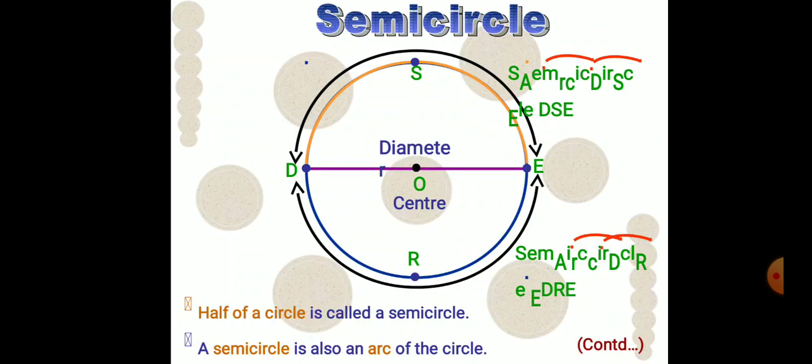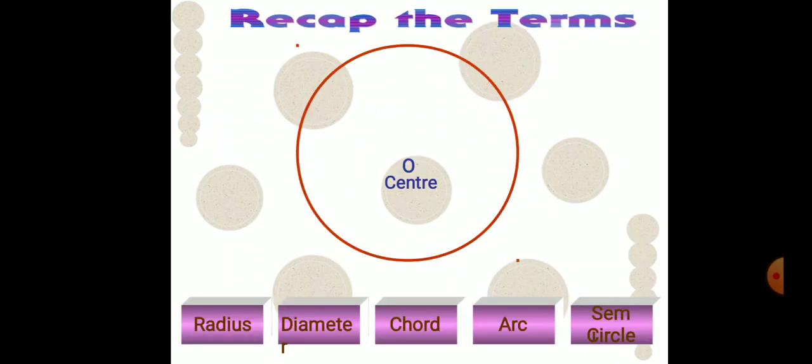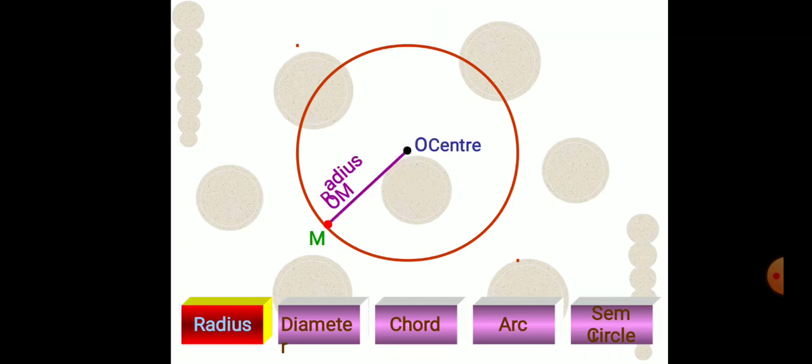Next we have the semicircle. Half of a circle is called a semicircle. A semicircle is also an arc of the circle. So let us recap the terms. We learnt radius, diameter, chord, arc, semicircle and center.